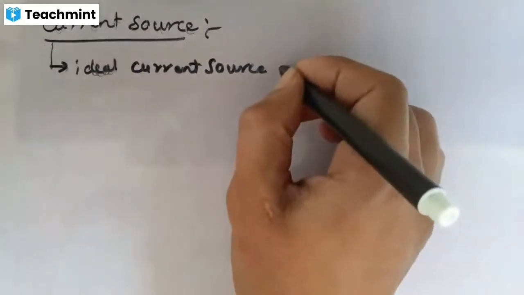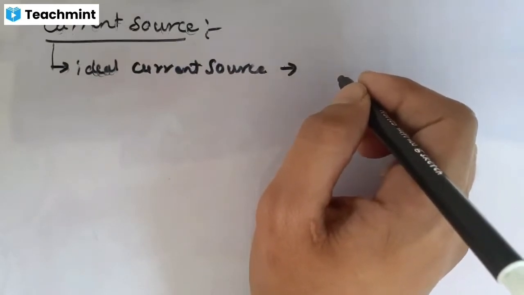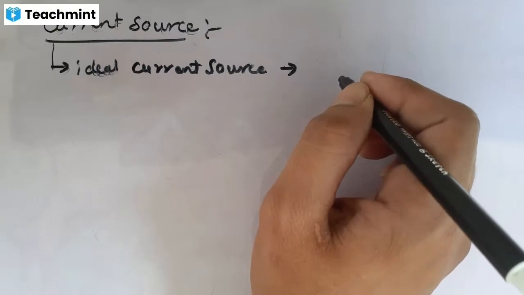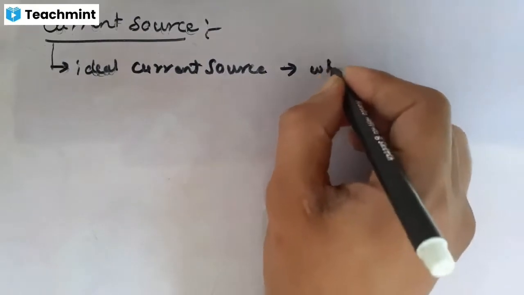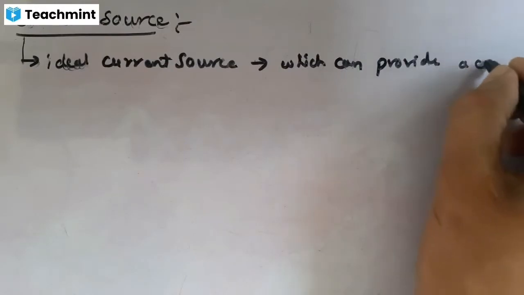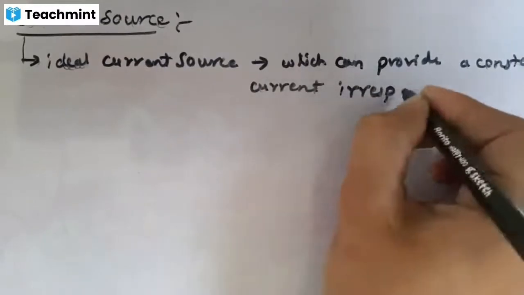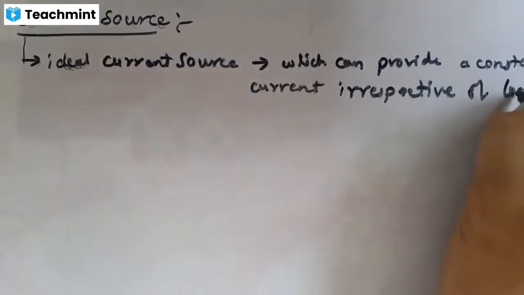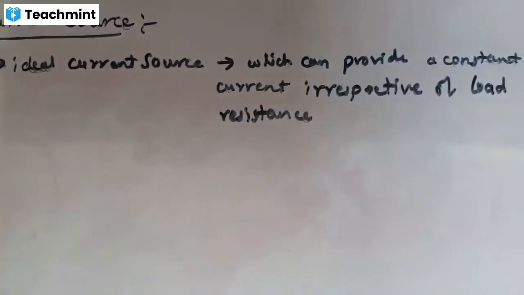First, see the ideal current source. What is the ideal current source? It is an active device which can provide or which can maintain a constant current irrespective of the load resistance. That is what an ideal current source is.